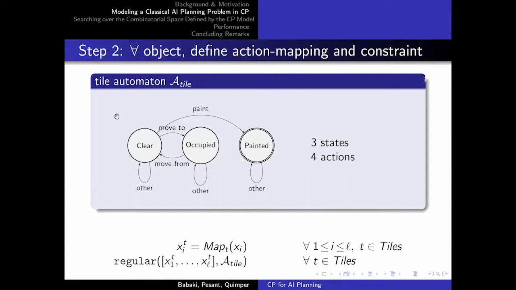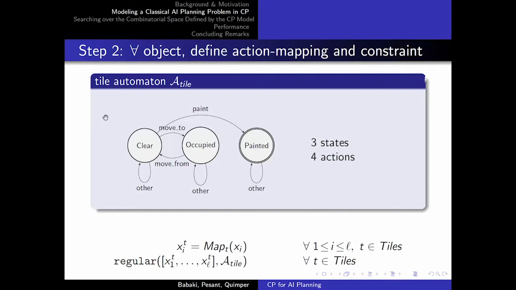So for each planning object, we define the action mapping and a constraint to indicate which action is possible given the current state of the world and how that state is changed by the action. For example, for each tile, here's the tile automaton. So for a given tile, there are only 3 states. It is clear, occupied, or painted.